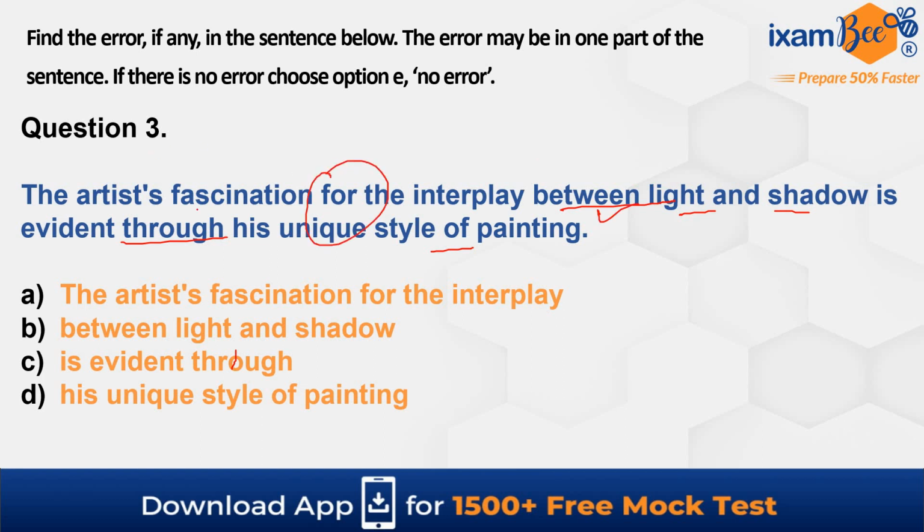Okay. Here, fascination for looks incorrect. With the word fascination, you use the preposition with. Fascination with. You have a fascination with certain objects, right? So with fascination, you use the preposition with. So your A is correct here.